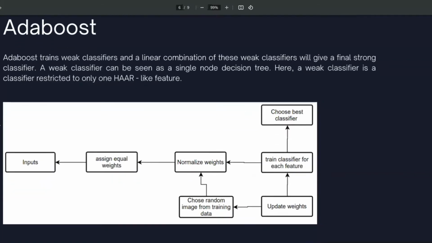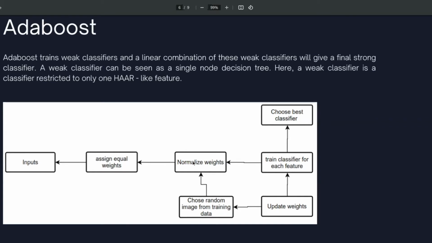So I made this flowchart to give a very beginner-friendly understanding of how the AdaBoost algorithm works. I just realized I put the arrows all wrong, so if you could ignore that, I'm sorry. So the input goes in, and we assign equal weights to all the inputs. Now these weights are different from neural network weights. Okay, so we assign equal weights.